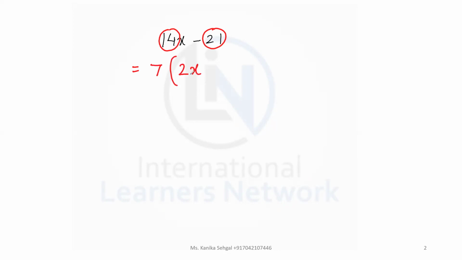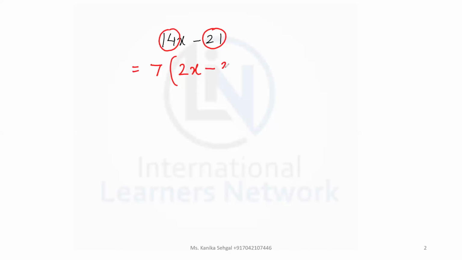Now, how did I get this 2x? By which number shall we multiply 7 so that we get 14? That would be 2. X also we have kept inside the bracket because x is not common. X is here in the first term but not in the second one. So we'll be keeping it inside the bracket.